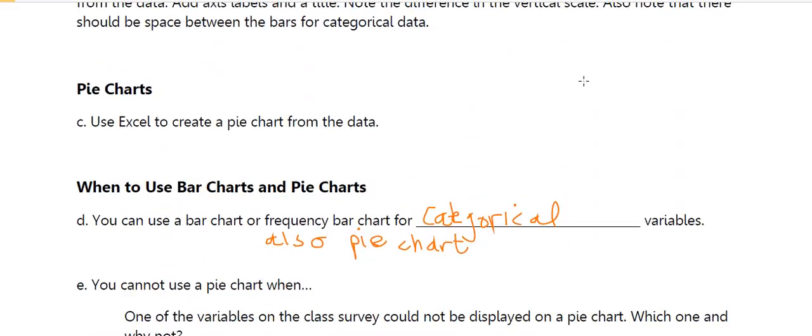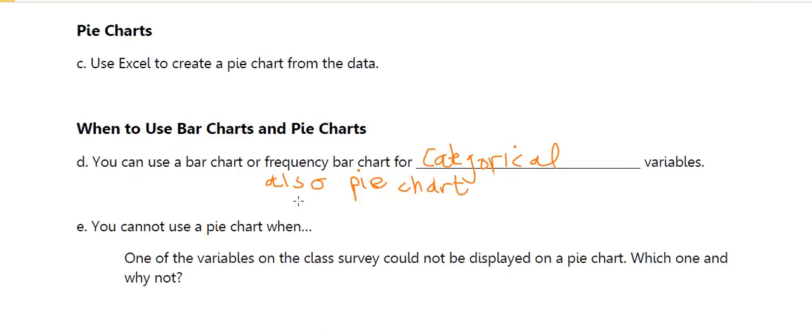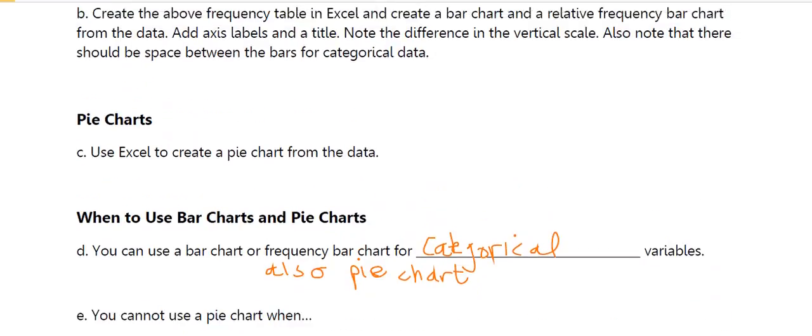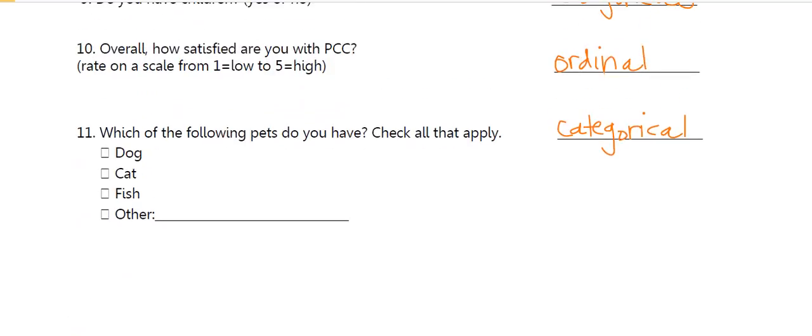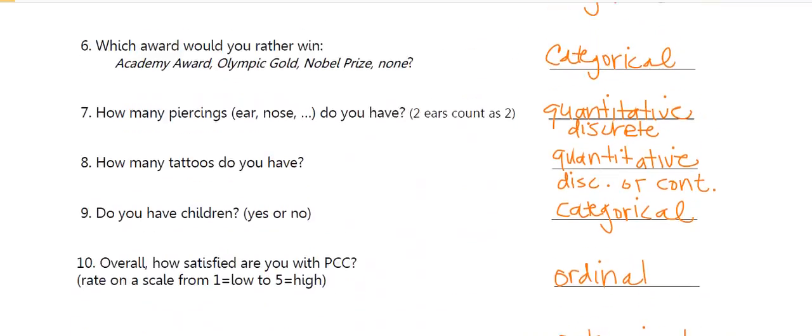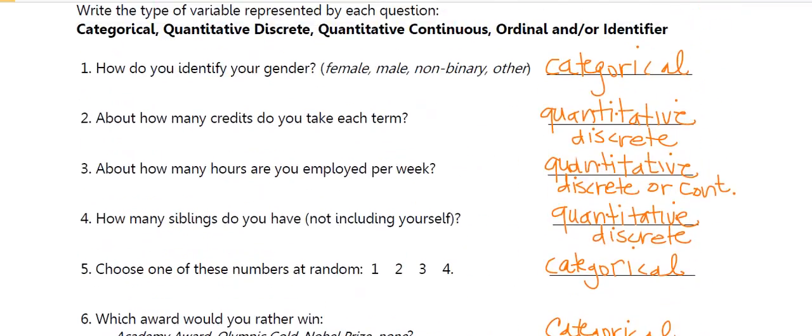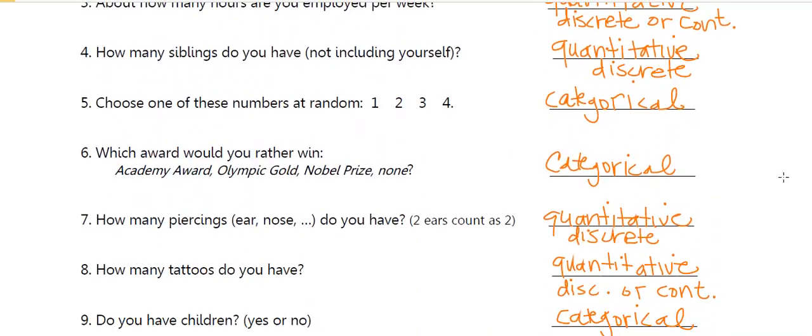There is one time when you cannot use a pie chart, though. So let's go back to the variables on page 4. One of the variables on the class survey cannot be displayed on a pie chart. Which one and why not? So let me go back up to page 4. Now we're only looking at categorical. So let me go back to the top. Categorical, gender, could use it for that one. Numbers at random, we could use it for that one. Nobel Prize, we just said we could use it for that one.